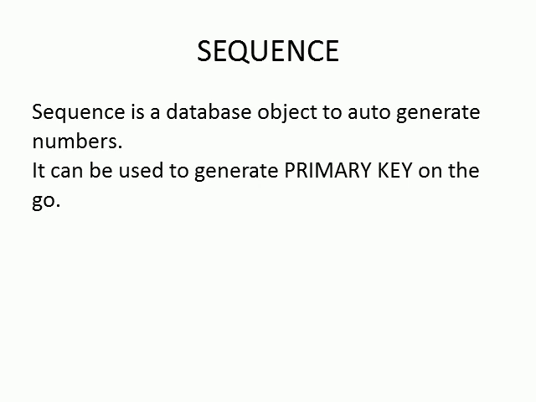Sequence is a database object to auto-generate numbers. It can be used to generate primary keys on the go.